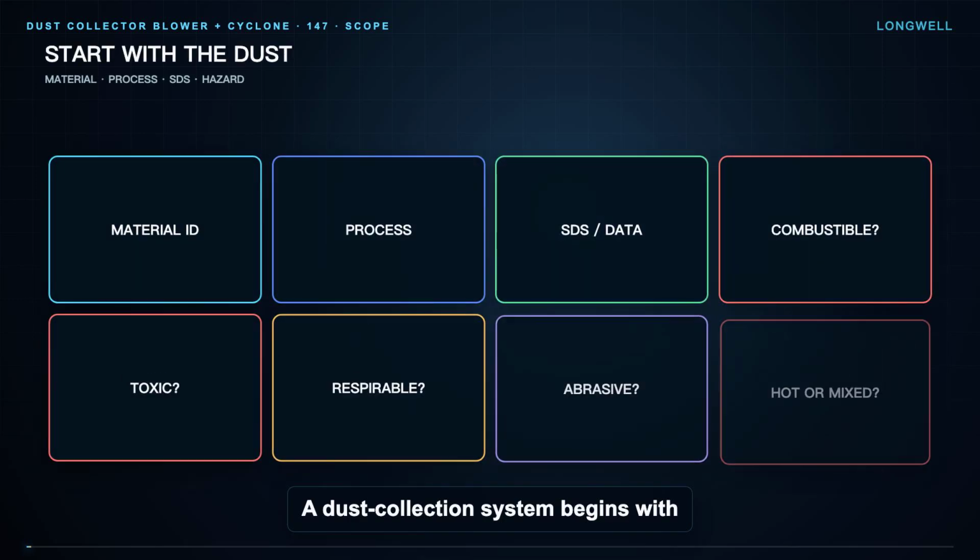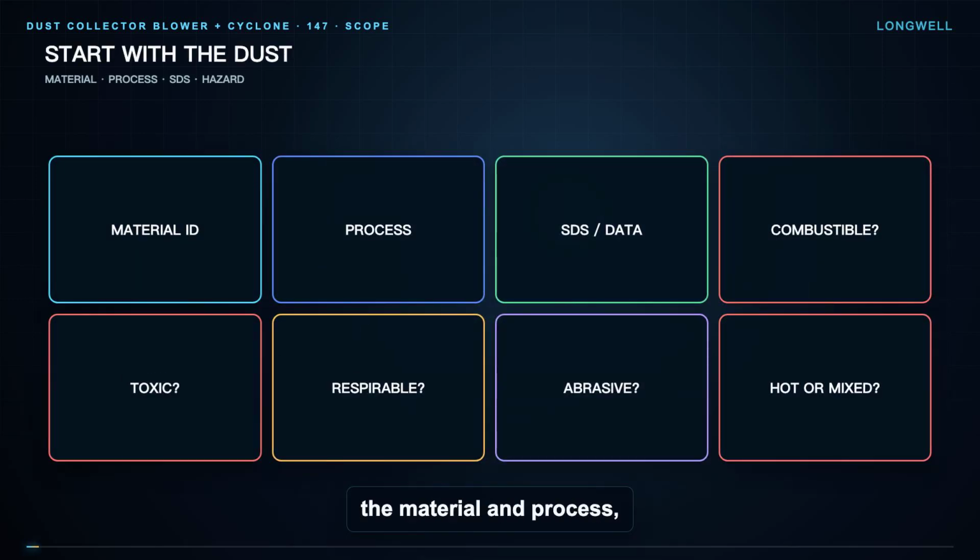A dust collection system begins with the material and process, not the blower catalog. Identify the dust, consult its safety information, and determine whether it is combustible, toxic, respirable, abrasive, hot, or mixed. This film is an engineering architecture guide for woodworking and industrial buyers, not a certified design or a customer installation.